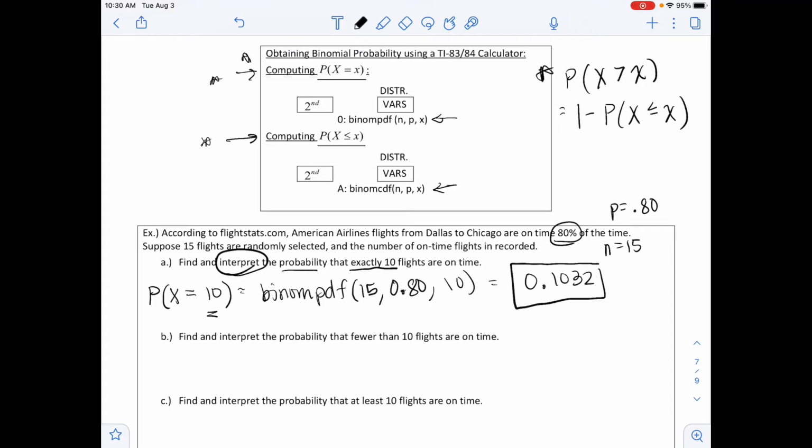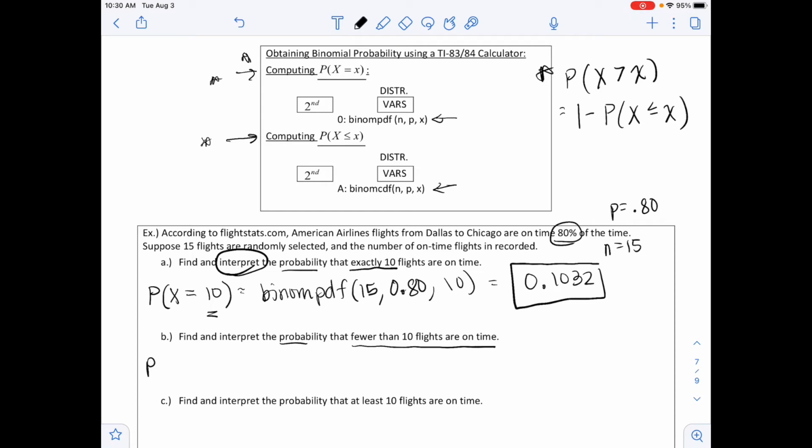It also does say to interpret. And so to interpret this, we would say that the probability that exactly 10 flights out of the 15 flights are on time is equal to 0.1032. So part B says find and interpret the probability that fewer than 10 flights are on time.